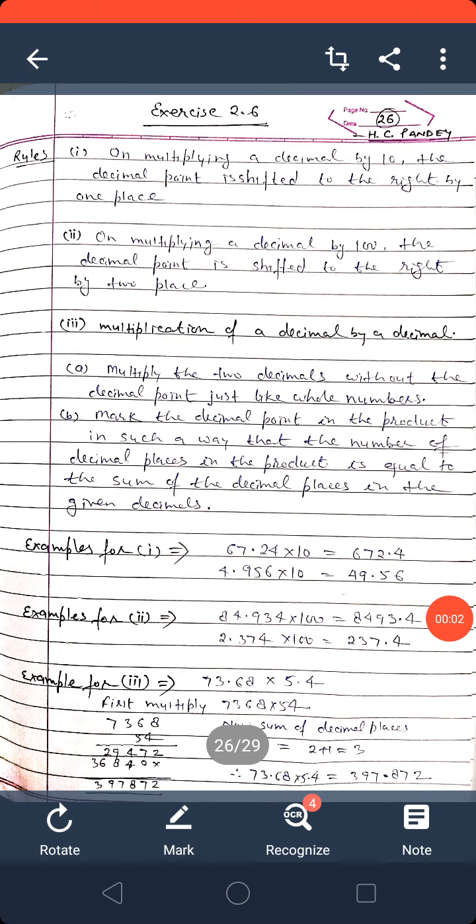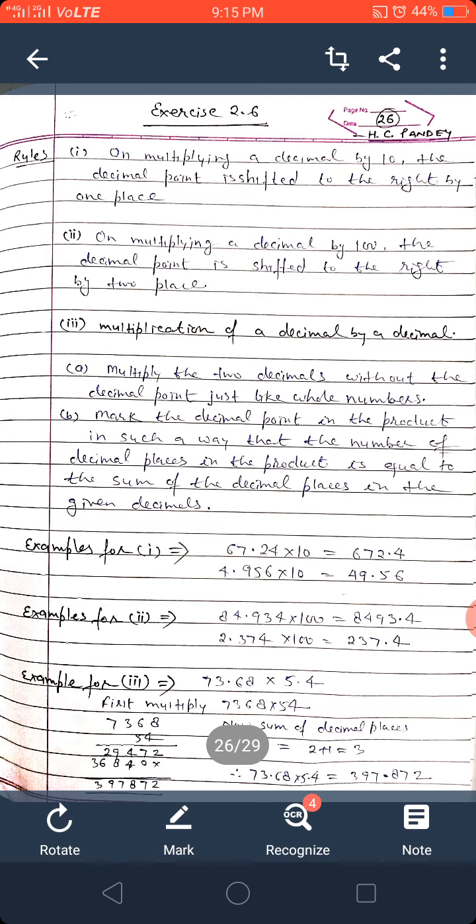Dear students of class 7, today we discuss exercise 2.6 of decimals and fractions. Firstly, I will tell you about some rules. With the help of these rules, exercise 2.6 will be very easy.